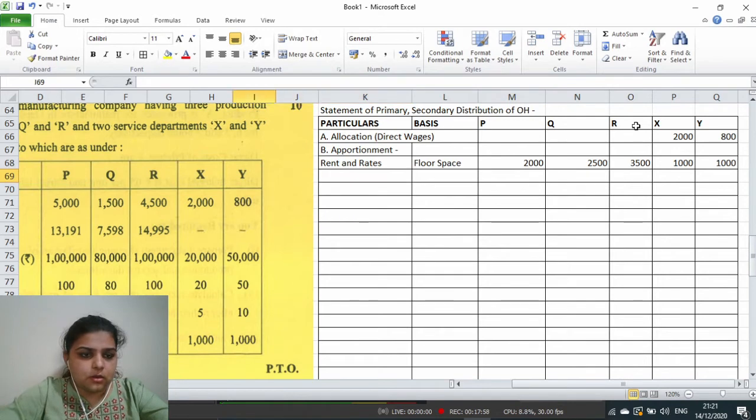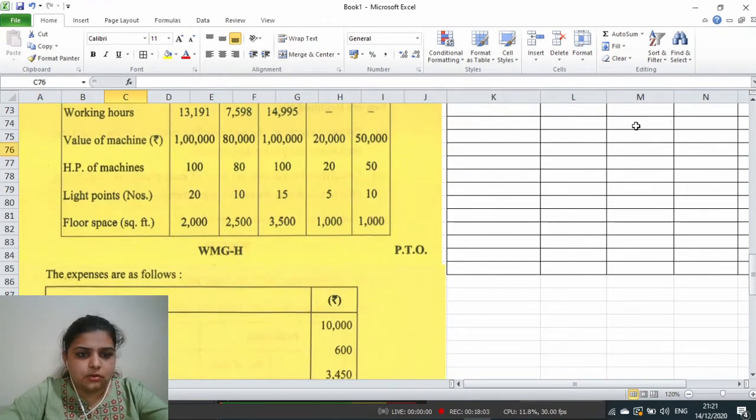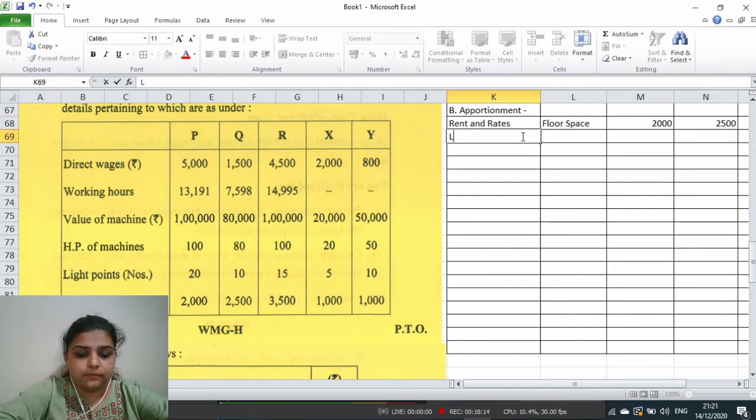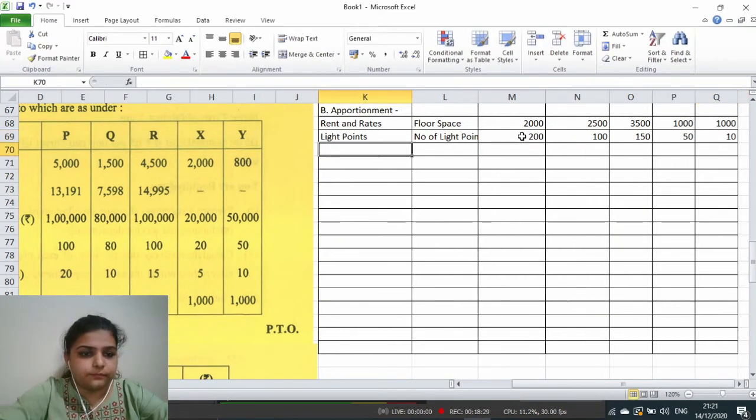Next is general lighting 600. That will be on the basis of light points. So 20, 30, 40, 50, 60. Again it is 10. 600 divided by 60. So it would be 10 per light point. So I can directly multiply it with 20, 200, 100, 150, 50.